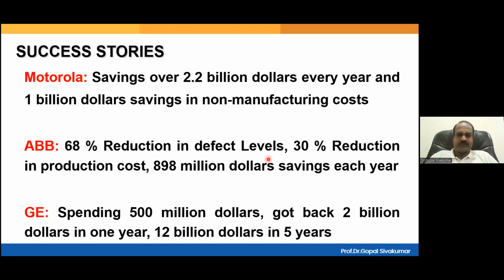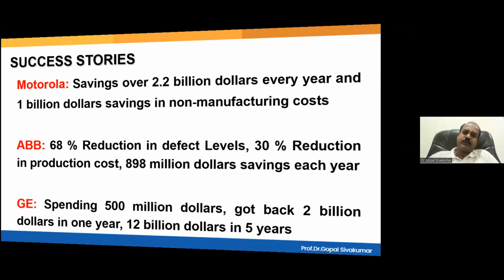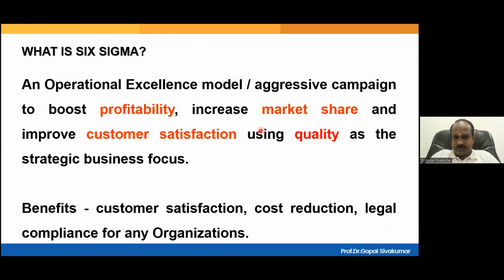Why so much? People have to be trained to talk like this. Because Six Sigma is a scientific approach, a scientific way of problem solving. It works at the level of controlling the variation at the input. Thereby, output quality will improve, right? And they got back $2 billion in 1 year and $12 billion in 5 years. So these kinds of breakthrough improvements are possible with Six Sigma.